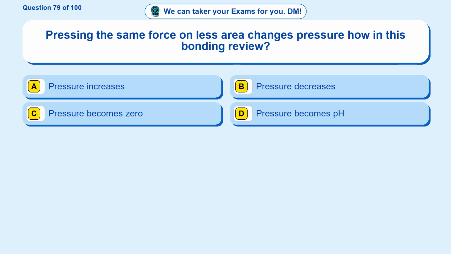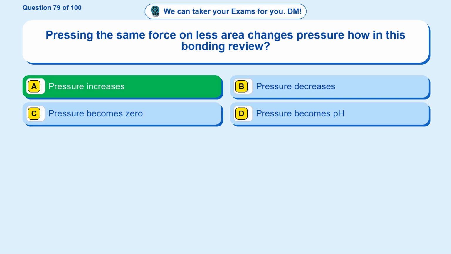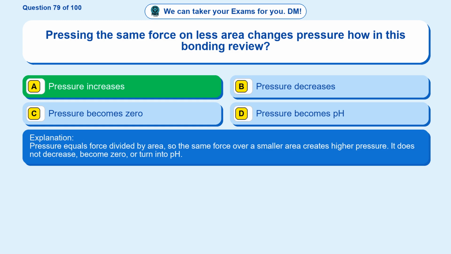Question 79. Pressing the same force on less area changes pressure how in this bonding review? Option A, pressure increases. Option B, pressure decreases. Option C, pressure becomes zero. Option D, pressure becomes pH. The correct answer is option A. Pressure increases. Pressure equals force divided by area, so the same force over a smaller area creates higher pressure. It does not decrease, become zero, or turn into pH.